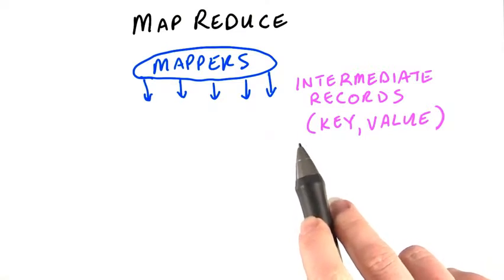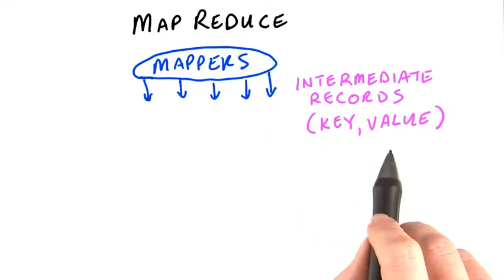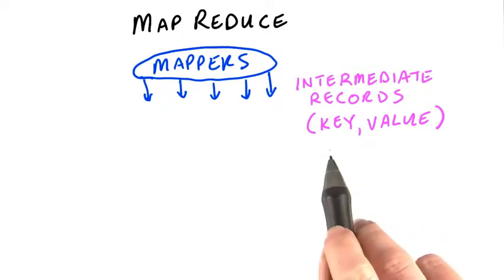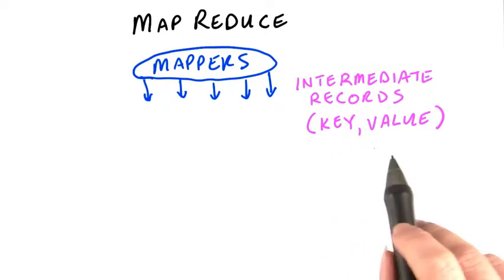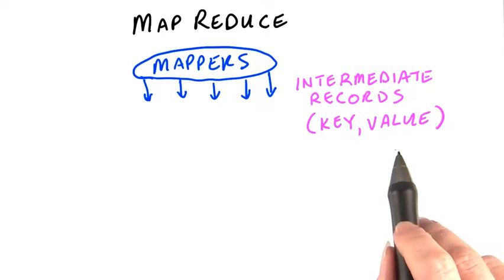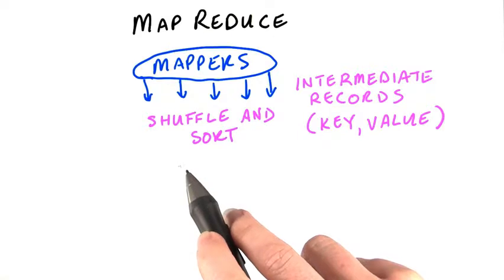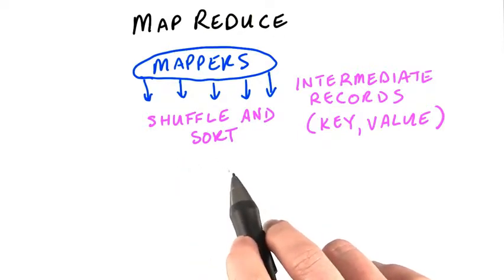Hadoop deals with all data in the form of key and value. So these records are actually keys and values. In our example, the key was the store name, and the value was the sale total for each particular piece of input. Once the mappers have finished, a phase of MapReduce called the shuffle and sort takes place.